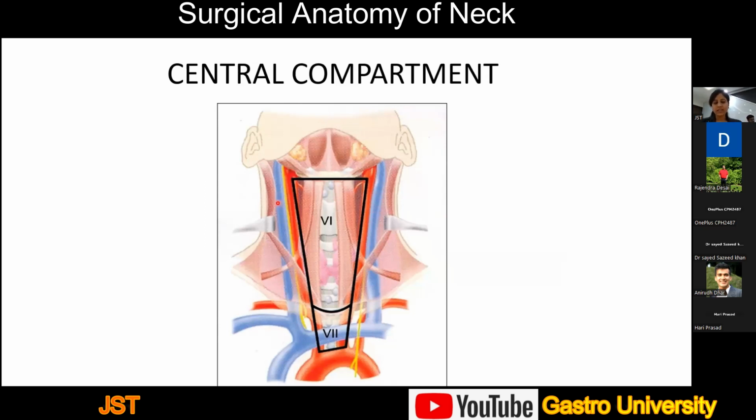Now, this central compartment is addressed in cases of, what does it contain actually? It contains a paratracheal group of lymph nodes, perithyroid, parathyroid, precricoid. All these groups of lymph nodes are together known as the central compartment.